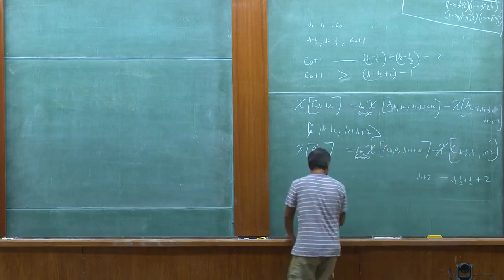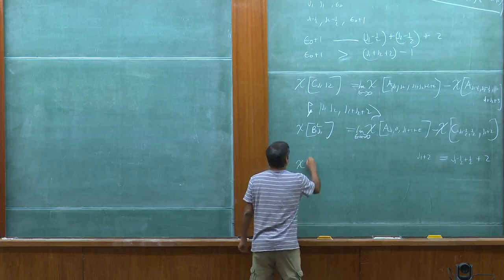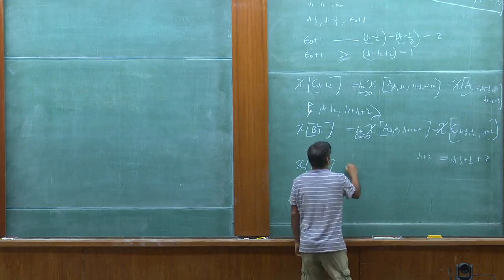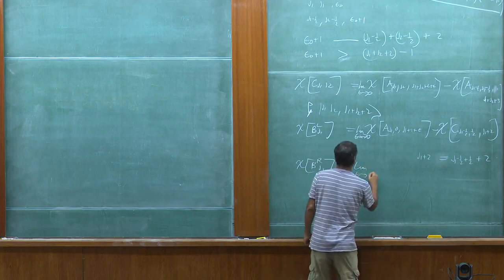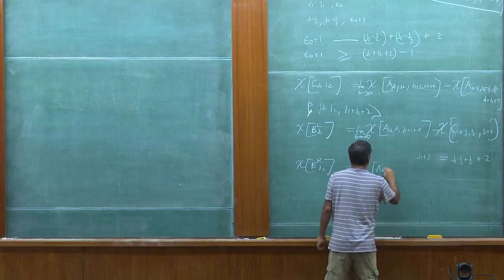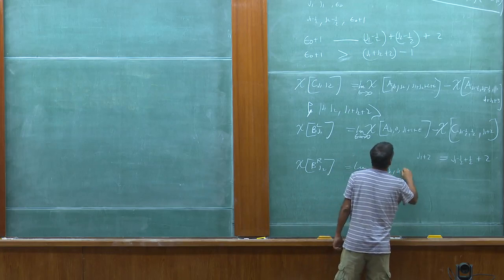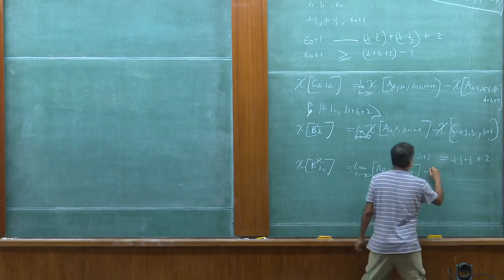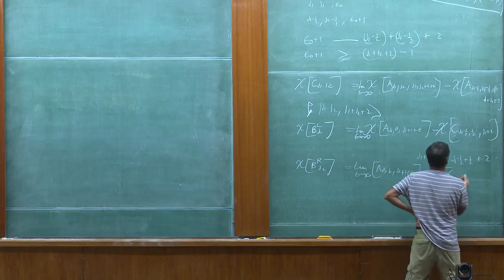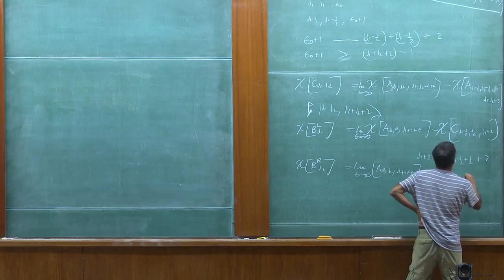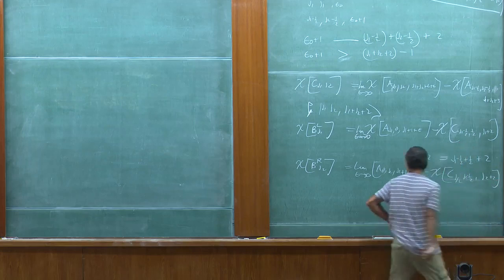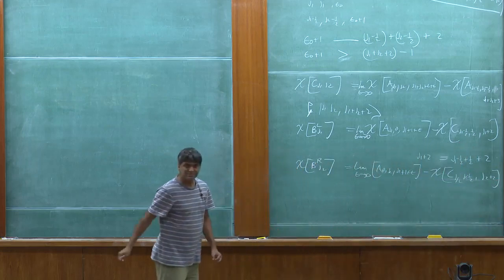Okay, excellent. What about chi B right J2? That's similar, right? That's limit epsilon goes to 0, A J1, 0, J2 plus 1 plus epsilon, minus chi of a C type representation with half, J2 minus half, and J2 plus 2.